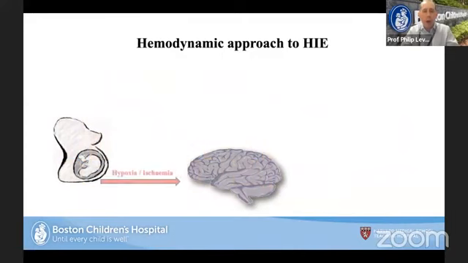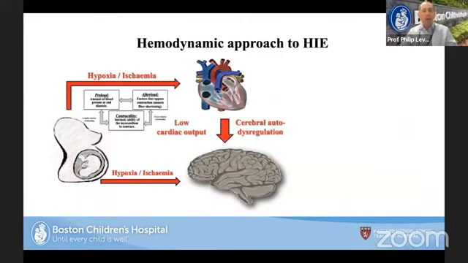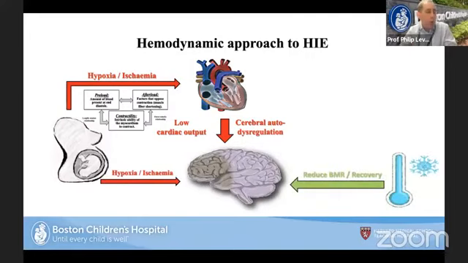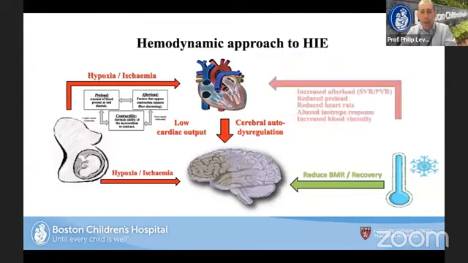But what we know is that when we have hypoxia and ischemia, we get changes in low cardiac output because you have alterations in your left ventricle. You have less blood going into the lungs, less blood coming back to the body, and you can end up with cerebral autodysregulation. What we do is we lower the temperature and we do hypothermia in order to preserve the energy and the metabolism. And the problem is that can actually increase your SVR. It can reduce preload, reduce heart rate, and increase blood viscosity.